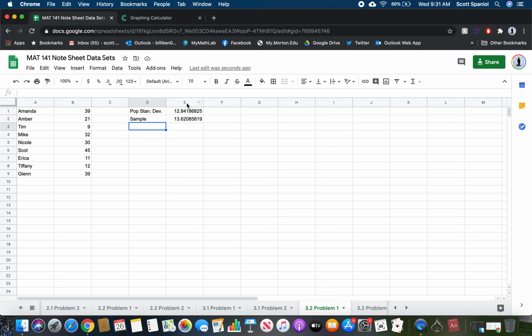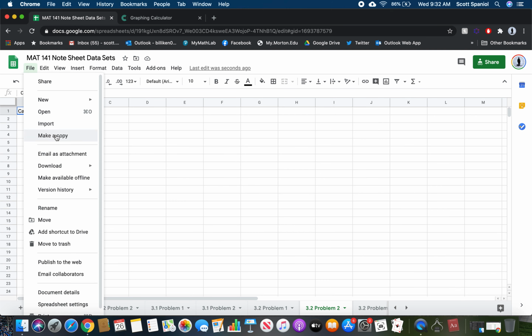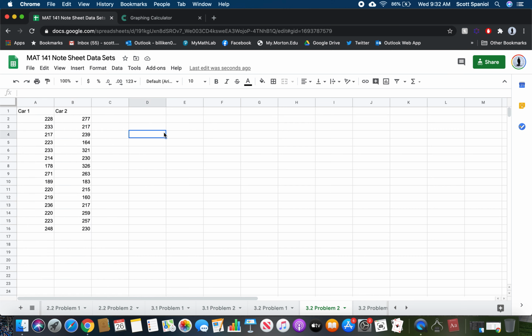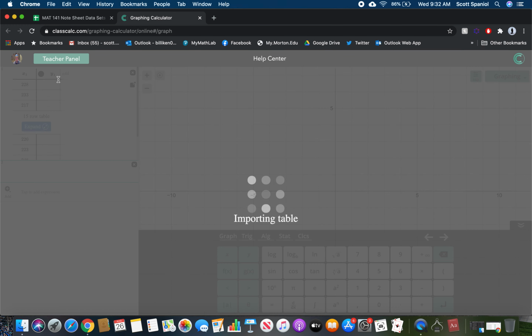Okay? So what we can do is if I go to 3.2 problem 2, and remember you can find links to these data sets in Blackboard, and if you want to try these on your own, you want to copy this by going to File and then make a copy. And then that way you'll be able to edit it. You should not be able to edit this one because I don't want us to accidentally screw up the data here. So if I try and copy this into ClassCalc, let's see what happens. You hit Command-C or Control-C to copy it, and then you can hit Command-V to paste it into here.